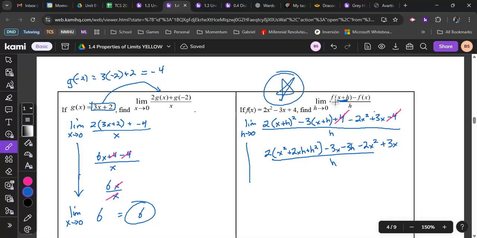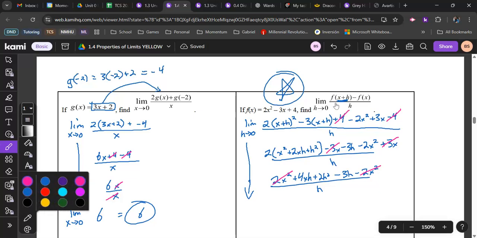I'm getting somewhere slowly. Okay, now I need to multiply that 2 in, distribute the 2. So it's 2x squared plus 4xh plus 2h squared minus 3. Oh, I can cancel the 3x, can't I? Look at that. Negative 3x plus 3x. So I've got minus 3h minus 2x squared all over h. What else can I cancel? 2x squared and negative 2x squared. I can now cancel the h, but I couldn't until now.